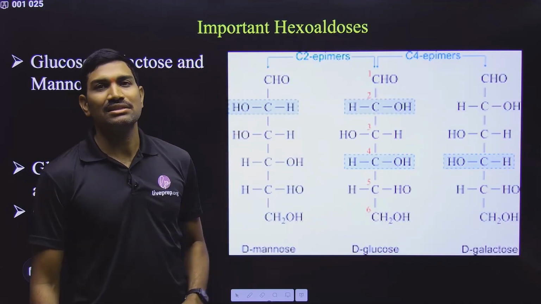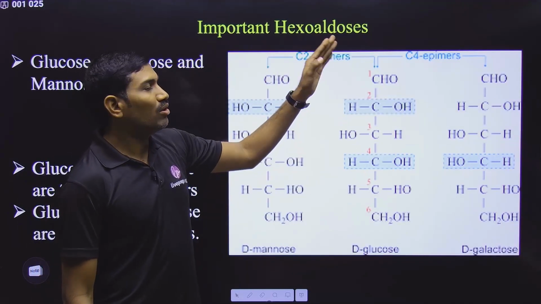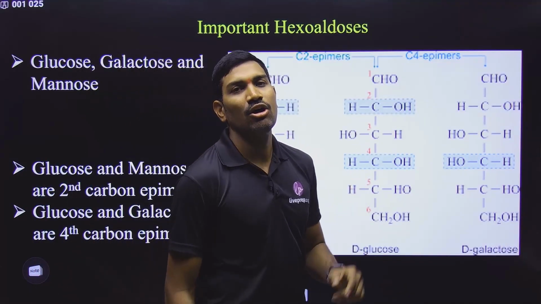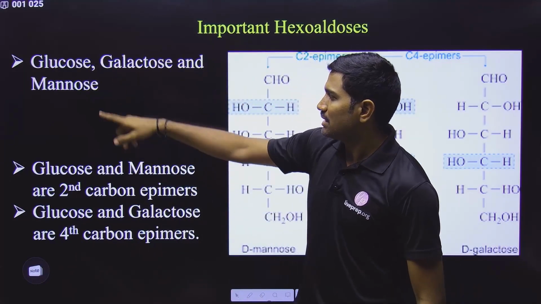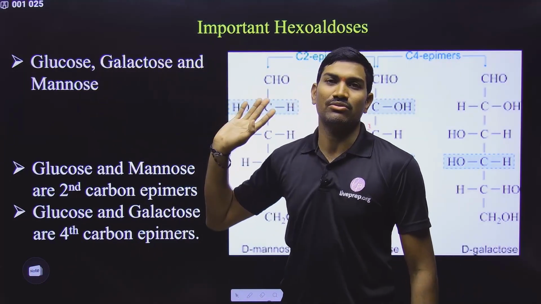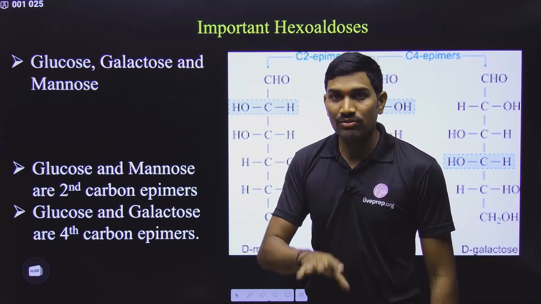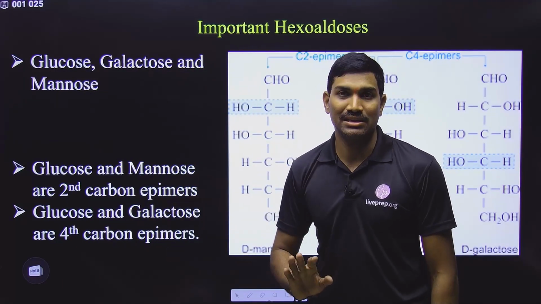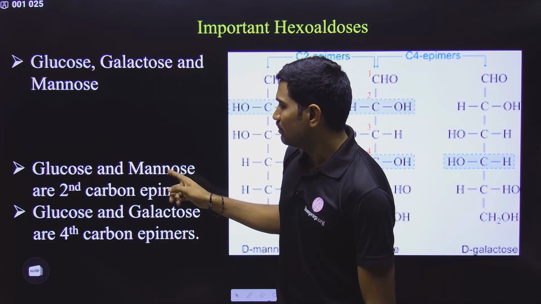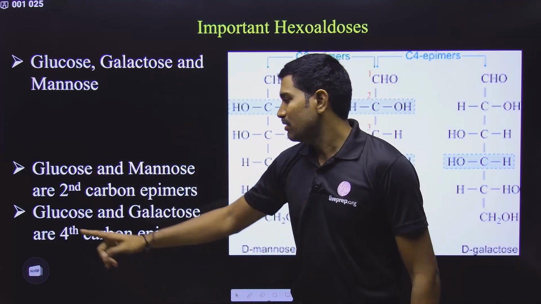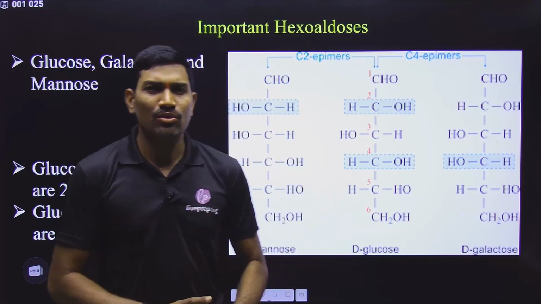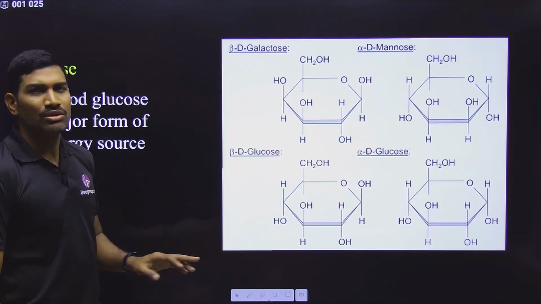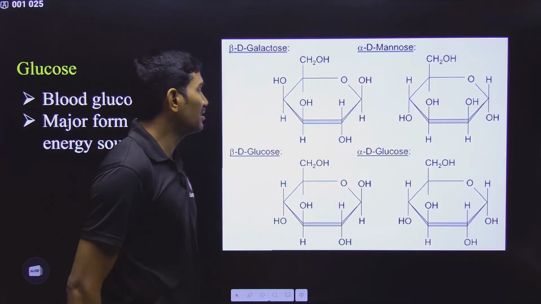Next one, regarding the 6 carbon containing hexoaldoses, 6 carbon containing aldehyde containing sugars. What are the 3 standard examples? Glucose, galactose and mannose. 3 important examples. Out of this also we are talking about epimers examples. So here glucose and mannose are second carbon epimers, whereas glucose and galactose are fourth carbon epimers. This concept with more details we studied in the regular lecture. So if you are having any doubts, please go through the regular lecture.